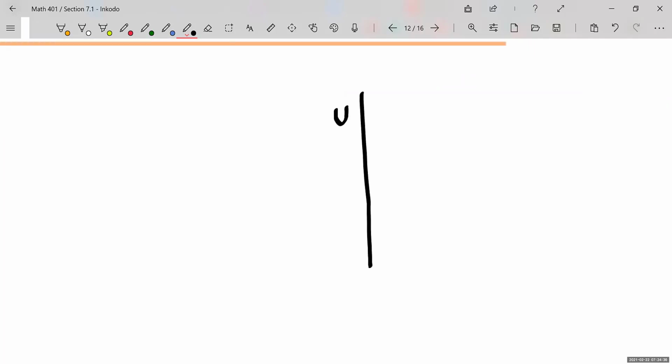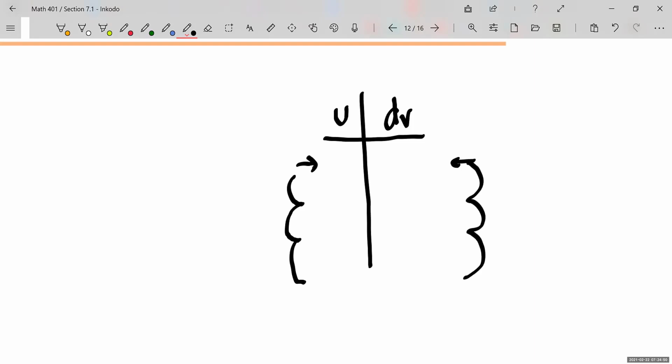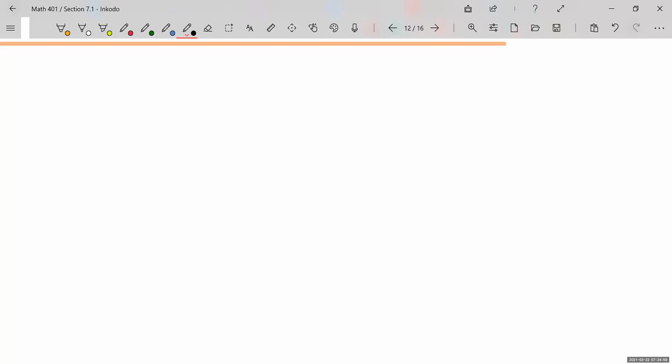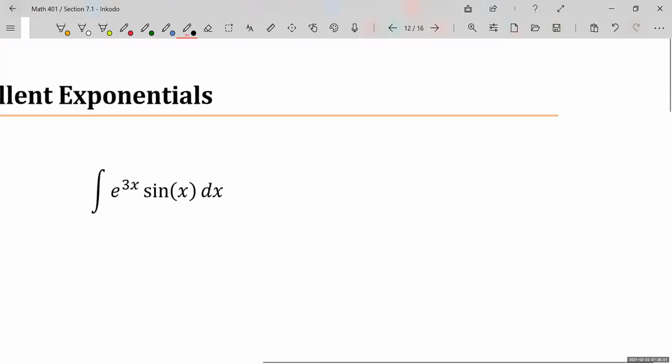I said, oh, well, you can write a table like this, u and dv, and you would write down what you're choosing u to be here and what you're choosing dv to be there. And then you would take derivatives of u until it turned into 0. And you would integrate those dv's until that u turned into 0. And it gives you kind of a nice little pattern to follow. You don't have to use that trick. In fact, it's probably best not to always use that trick.